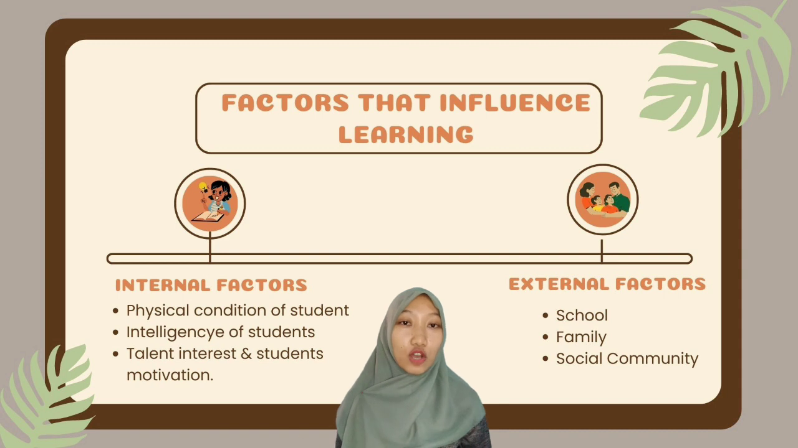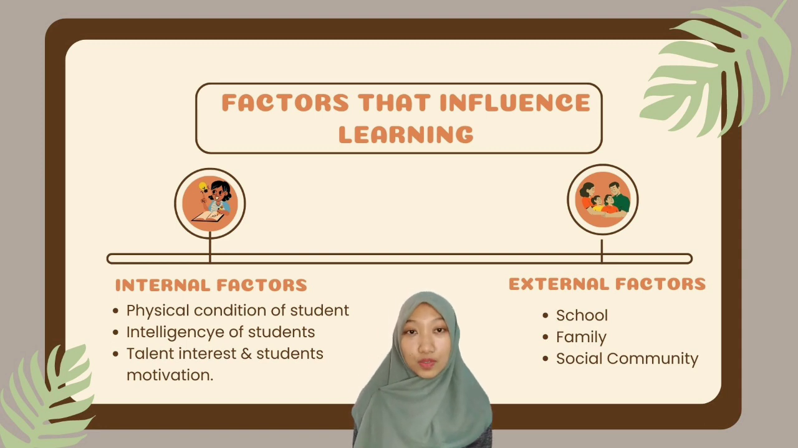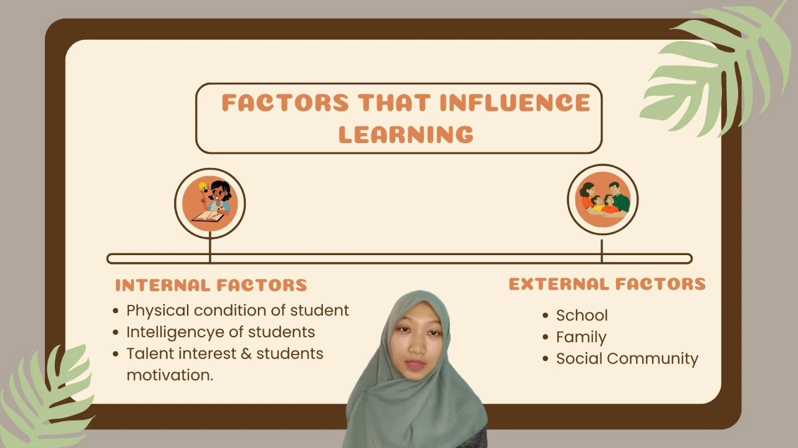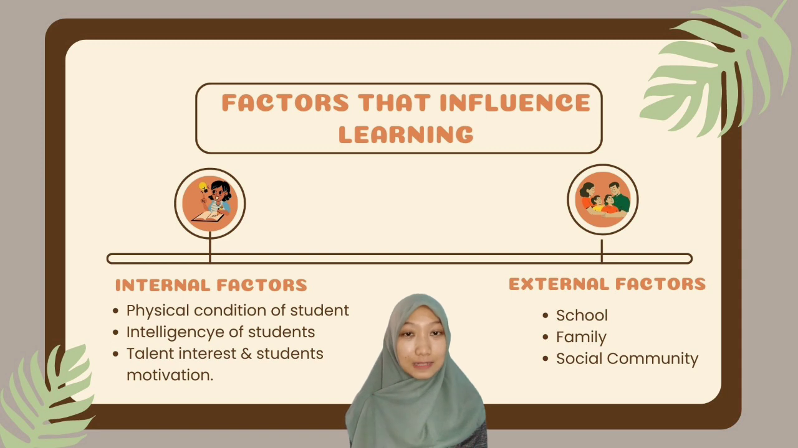Second, intelligence of students. According to the theory of multiple intelligences, each student has different intelligence, so there is no need to be surprised if a student seems more enthusiastic about participating in learning and shows good learning results in certain subjects, but it is the opposite in other subjects. Third, talent, interest, and students' motivation. The individual talents and interests of each student are discussions that cannot be completely separated from multiple intelligences.